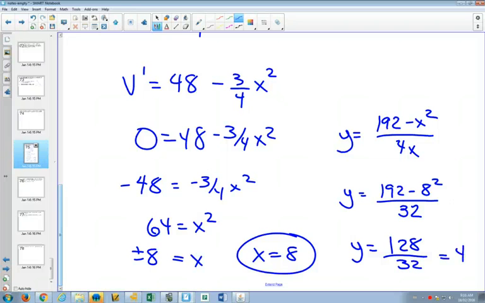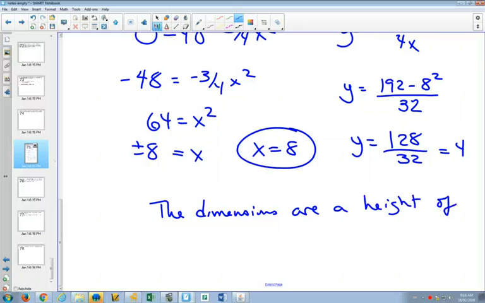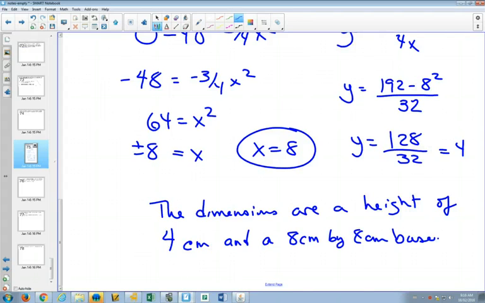And we get y value is 4. So we can write a final statement for our question. Someone see at the top of the question what our units are? Is it centimeters? So we have a height of 4 centimeters and an 8 centimeter by 8 centimeter base.